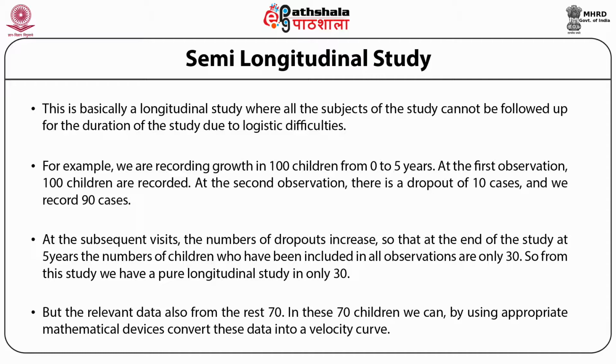In another type of mixed longitudinal data, a cohort changes with progress of time. If at the outset we have 40 cases to start with, the cohort might build up to 50 cases at the second occasion, then with further dropouts reduced to 30 at a subsequent occasion. So, data can also be incorporated into a velocity curve.